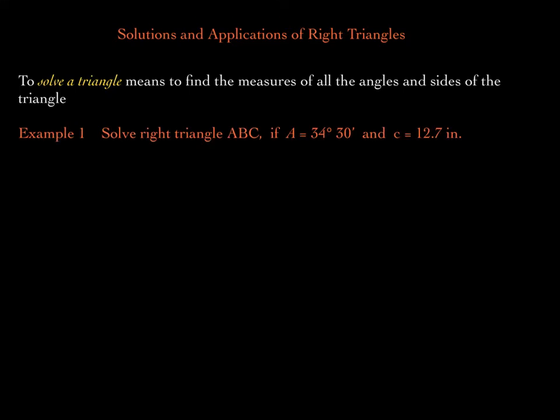Solve right triangle ABC if angle A is given and it is 34 degrees and 30 minutes, or 34 and a half degrees, excuse me. And C is 12.7 inches. So one angle is given and a side length. Actually, two angles are given because they told us it's a right triangle. So we know one angle must be 90 degrees. And here's a second angle, so I guess we just need that third angle.